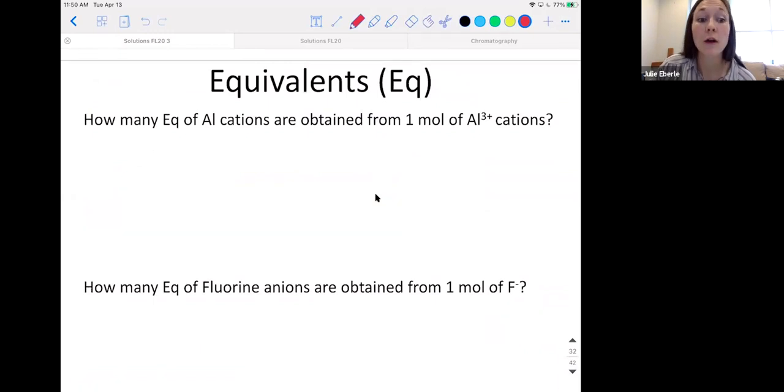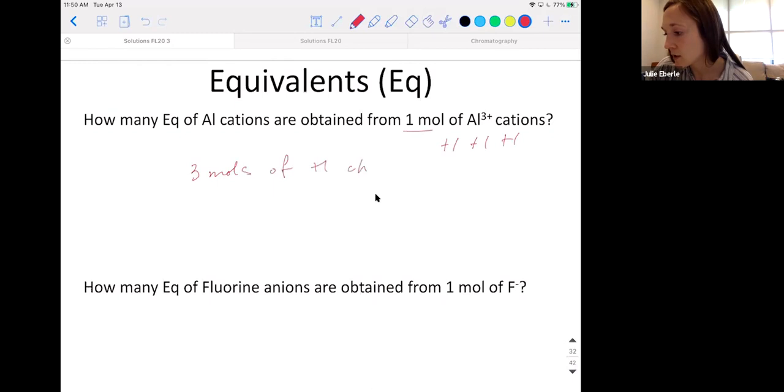Kishan says, can you just multiply the charge by the number of moles? It's exactly right. It's exactly what you should be able to do. So if we have aluminum, if you want to break it down into +1 charges, you've got +1, +1, +1, right? That adds up to +3. So if I have 1 mole of each of these, then technically I have 3 moles of +1 charge. So we can multiply the moles we have by the charge to get our total number of equivalents. So that equals 3 equivalents.